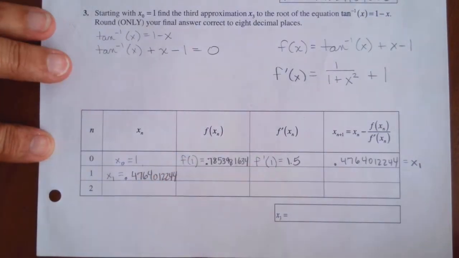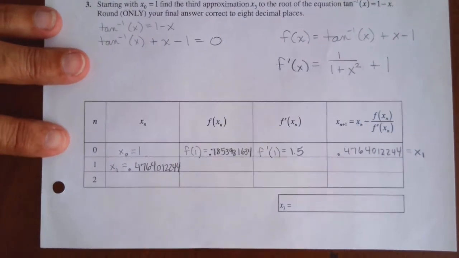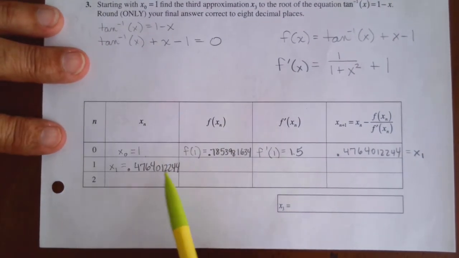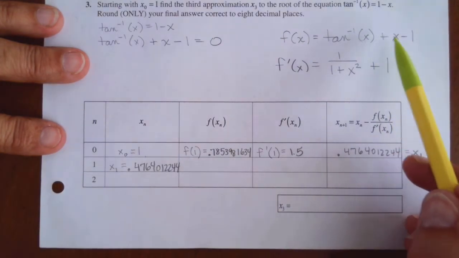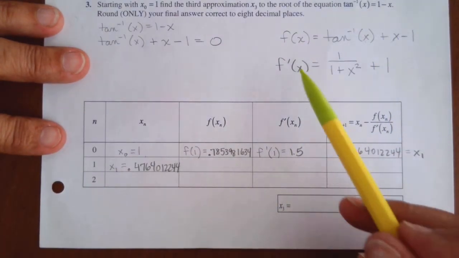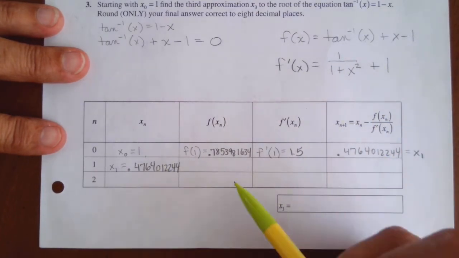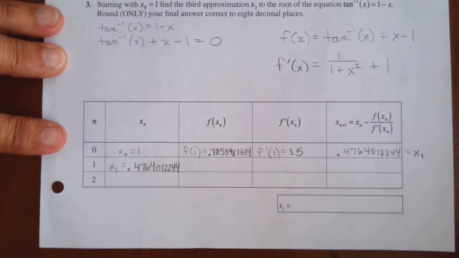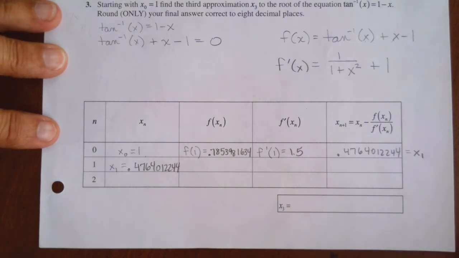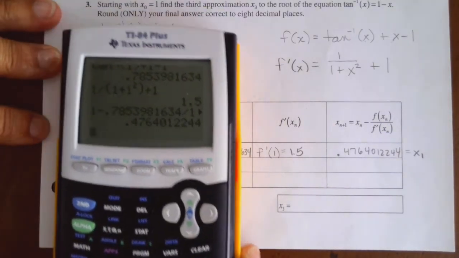012244. All right, so now I have to find f of this. So I've got to put this into here, right? And then I'm going to find f prime of this number, which goes into here. So I can type it in, just like Dr. Taylor showed you on the intro video. Just like we did here, we can plug those numbers in. I'm going to show you just a little trick on the calculator so that we don't have to keep typing that stuff in over and over again.